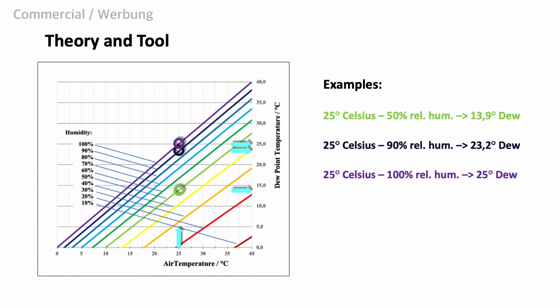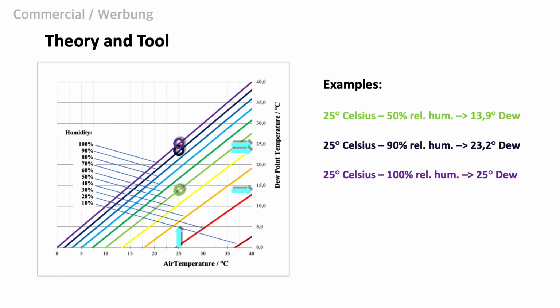The graphics here, which is derived from the tool, is giving us already a good help to judge whether a surface could get wet or not. We need to know the relative humidity and the temperature of the air. With that, we can estimate the dew point temperature on a surface from this chart.